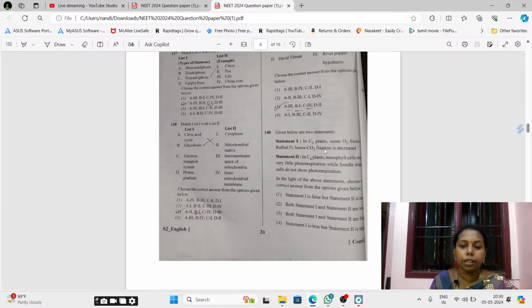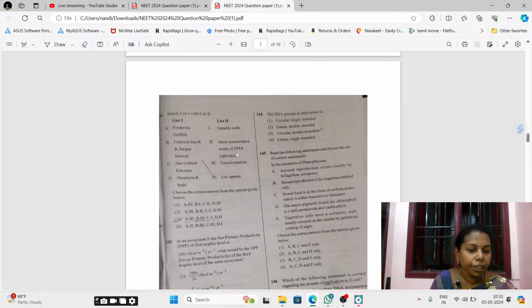In C3 plants, some oxygen binds to RuBisCO, and carbon dioxide fixation is decreased. Of course, NCERT line, which is correct. In C4 plants, mesophyll cells show very little photorespiration while bundle sheath cells do not show photorespiration. Mesophyll cells do not show any photorespiration at all in C4 plants, so this is wrong. Statement 1 is correct. Statement 2 is wrong, which is given in the option 4.